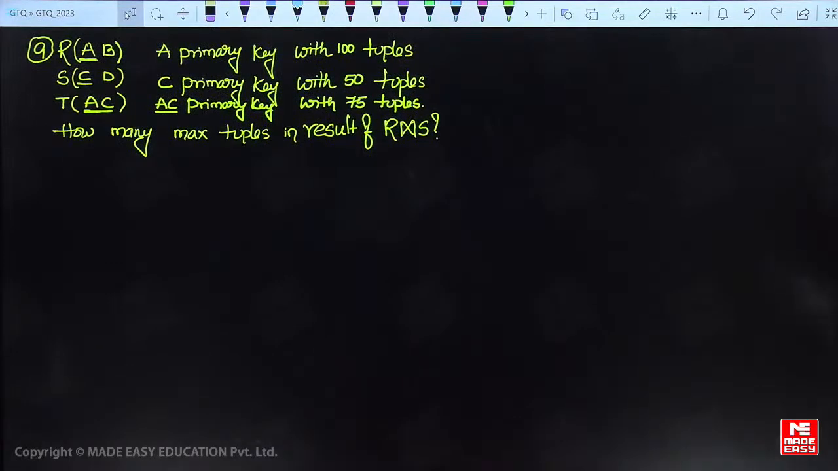Now it is also a relational algebra question, make it fast. So I think almost 1.5 hours. Okay, so around 10 more questions are there.